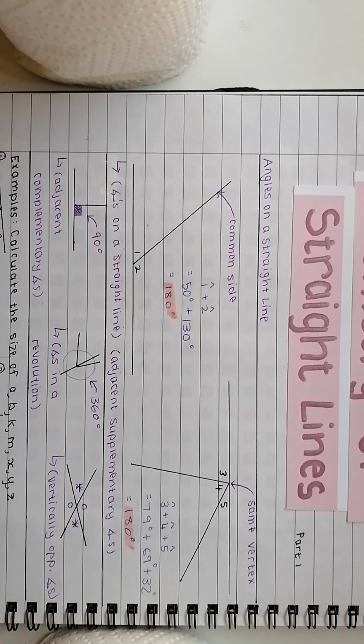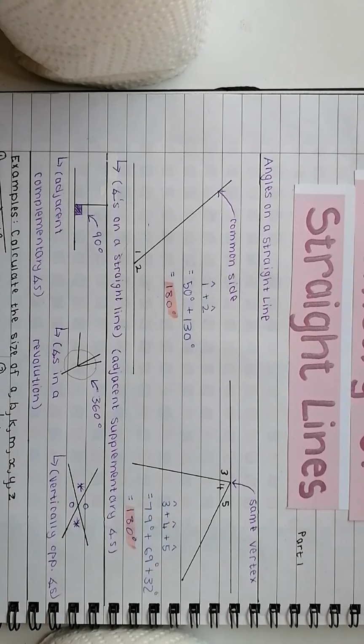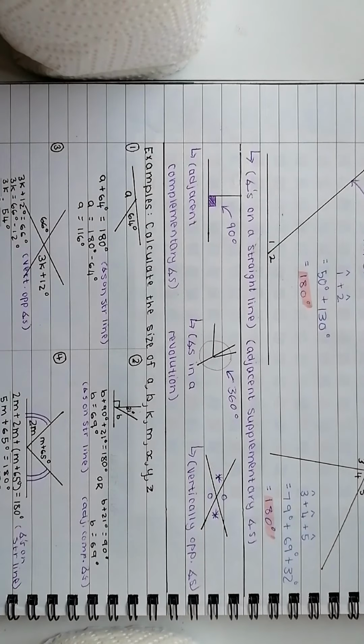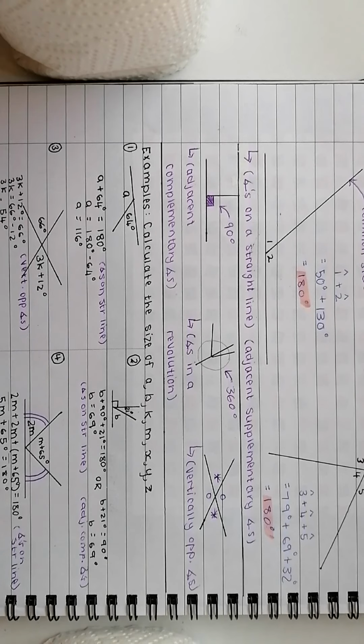Now we're going to cover a couple of examples just to put this theory into practice. Feel free to take a screenshot of the theory and copy it into your books. Okay. So the example. Calculate the size of A, B, K, L, F, X, Z, and Z. So they are telling us that we need to find the value of those variables in the various situations.